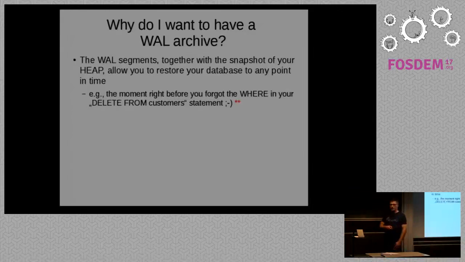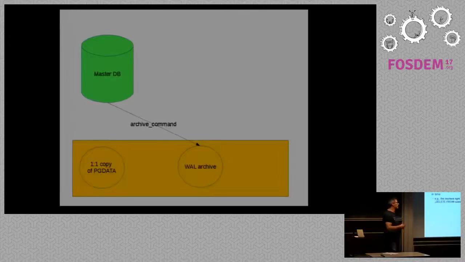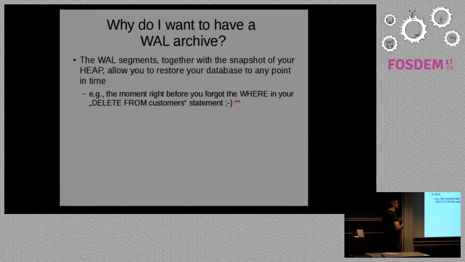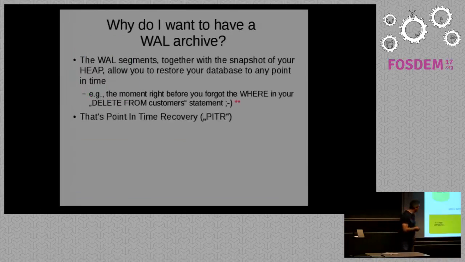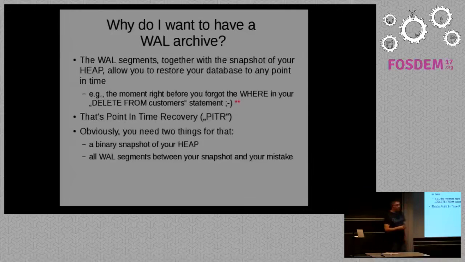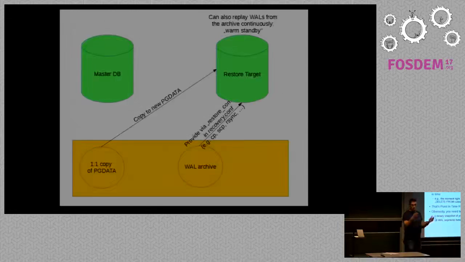Why would I want to have a WAL archive? That's a waste of space. Oh, there's two red stars here. Delete from customers. Among other things, the WAL archive will allow you, together with that snapshot down here, to do a point-in-time recovery. A PITR, pain in the rear, not. And for that, obviously, you need the snapshot and all WAL segments, so everything that happened inside the database since you last took that backup. Okay, make sense? Good.